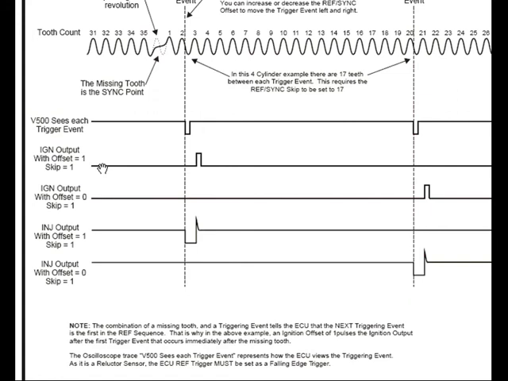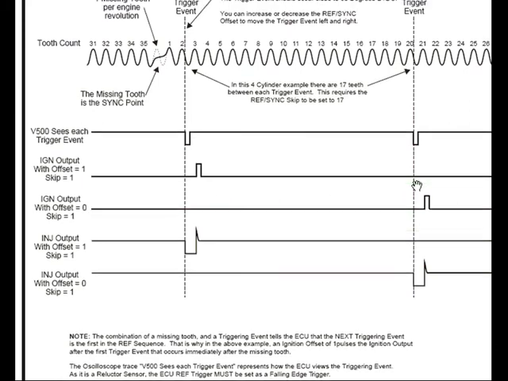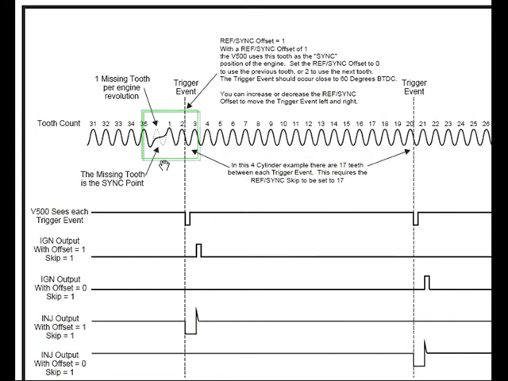You'll see that with the ignition offset of this output set to 1, the first ignition event occurs directly after this triggering event here. With the ignition offset set to 0, as in this ignition output here, the ignition event occurs here. The reason for that is the combination of the missing tooth and a triggering event reset the ECU counter. This means that the next triggering event is the 0 point.